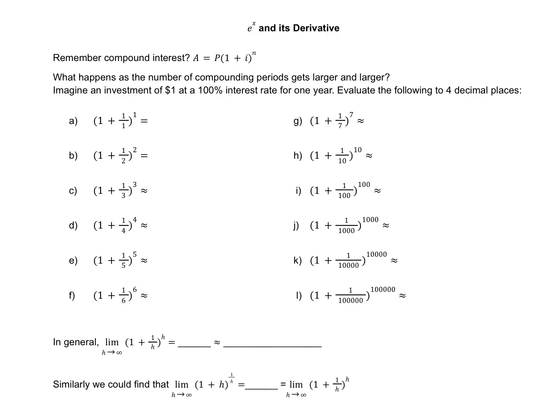So for example, for the first one, 1 plus 1 is 2, to the power of 1 is 2. 1 plus a half is 1.5, to the power of 2 is 2.25. And you're going to keep doing this. So please feel free to pause the video and punch these values into your calculator and then come back when you're ready to see the conclusions.